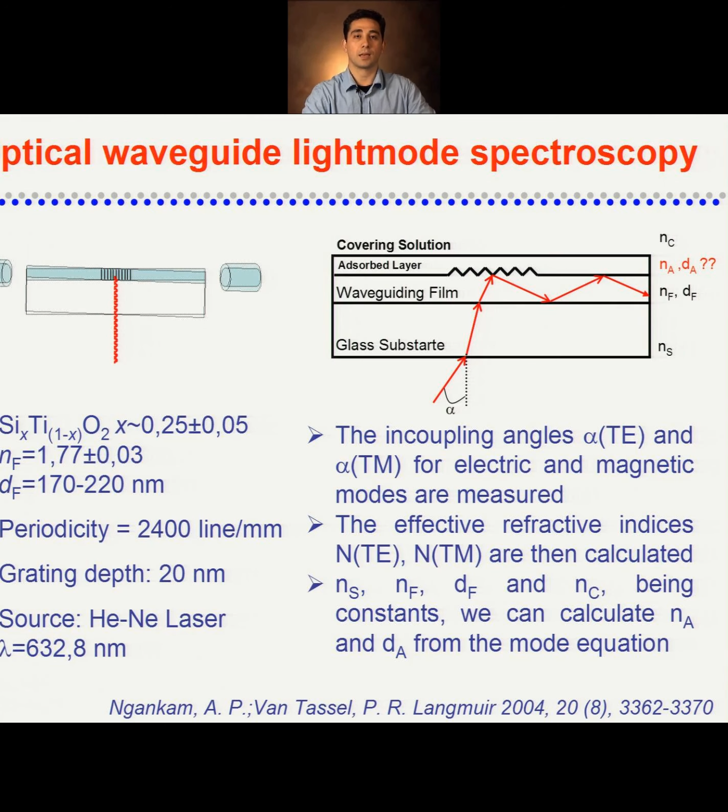From this angle, we can calculate the effective refractive index of the four-layer system. We already know the refractive indices of the waveguiding film, the glass substrate, and the covering solution. We also know the thickness of the waveguiding film, so we can calculate the thickness and the refractive index of the adsorbed layer, in our case, the proteins.